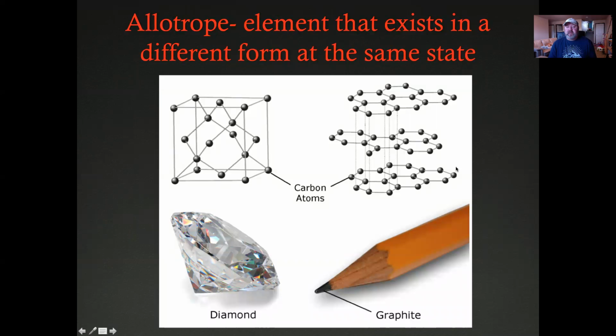An allotrope, and we've talked about allotropes before. Allotropes are elements that exist in different forms, but at the same state. So they're both solids, but they're in a different form. So like carbon atoms can create graphite, like for a pencil, or they can create diamonds. Carbon is one of those that has lots of different allotropes. They can create graphene and all sorts of different compounds that come from carbon. It just has to do with how the carbon atoms are arranged in those particles.